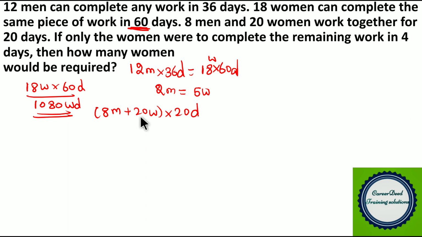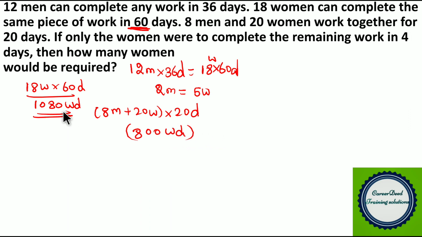So 8 into 5, yes, okay. So it's 2 into 4 is 8, 5 into 4 is 20 women, right? So instead of 8 men, you can substitute 20 women. So 20 plus 20, you get 40 women, right? So 40 into 20 is 800 women days. Right, so these 8 men and 20 women working for 20 days will complete 800 women days work.